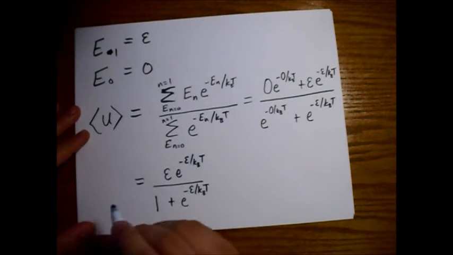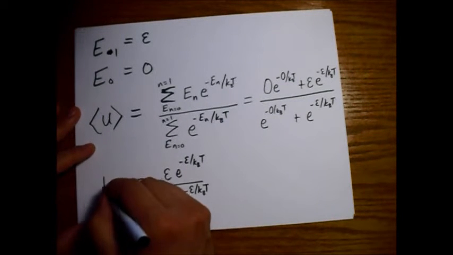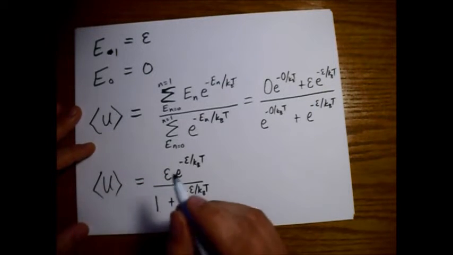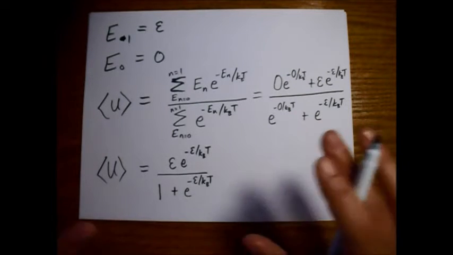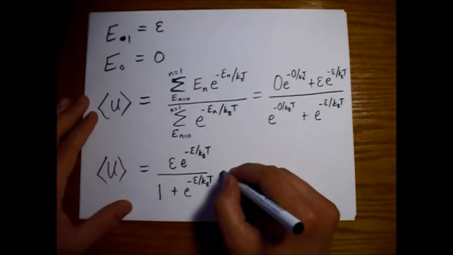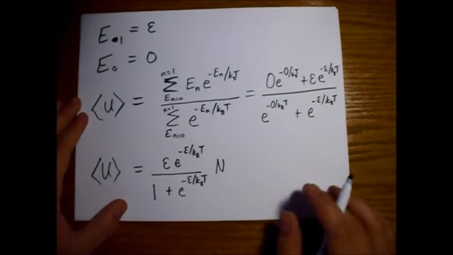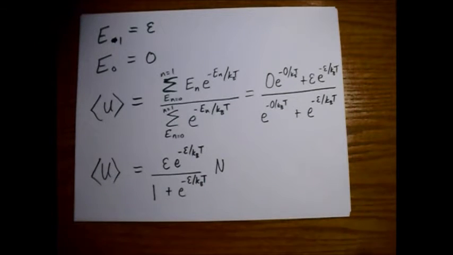If we're talking about U, maybe we're talking about the energy of the entire gas. So we're going to multiply this by N. Now we have the average energy for the entire gas.